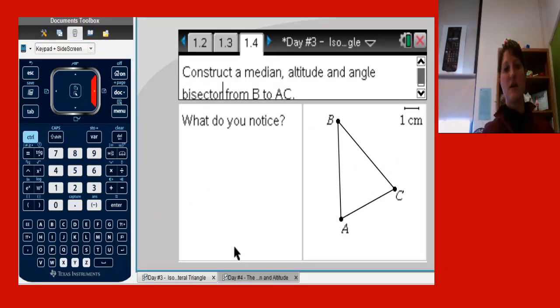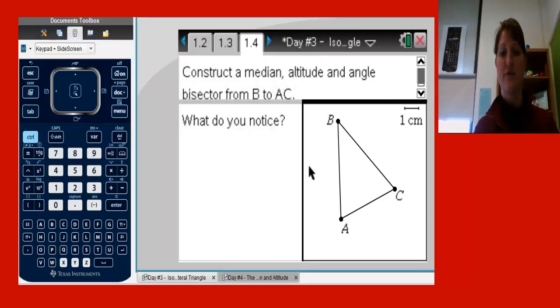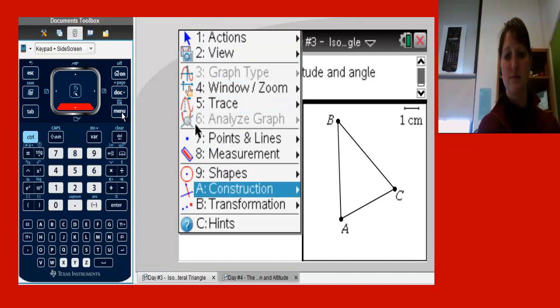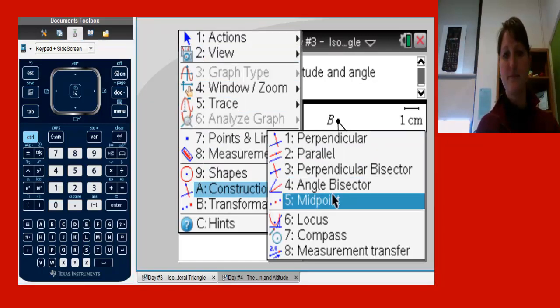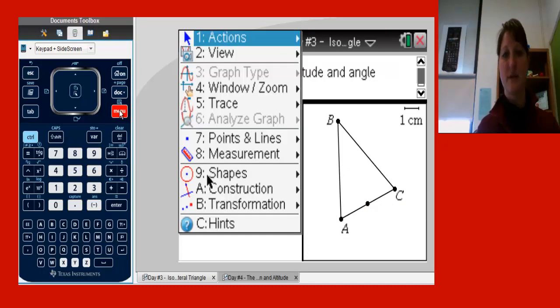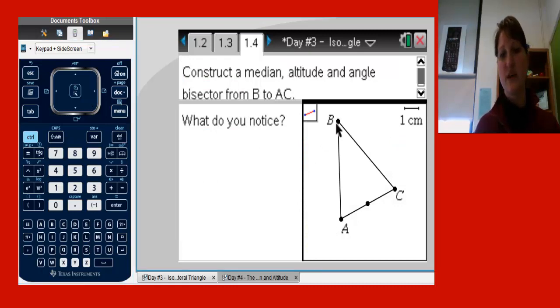Okay, next one. What we want to do here is construct a median, an altitude, and an angle bisector from B to AC. So let's review. A median is a segment that goes from a vertex to the midpoint of the opposite side. So the first thing I'm going to do is construct a midpoint on that side and then draw a segment that goes from B to the middle of AC.